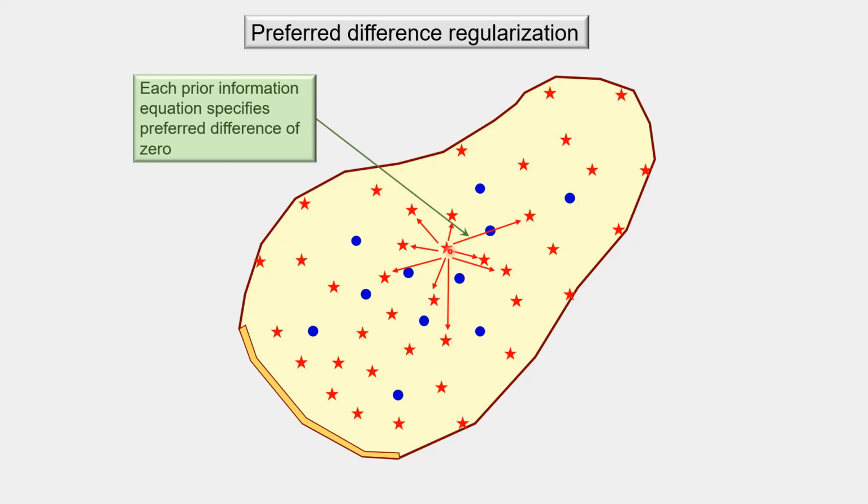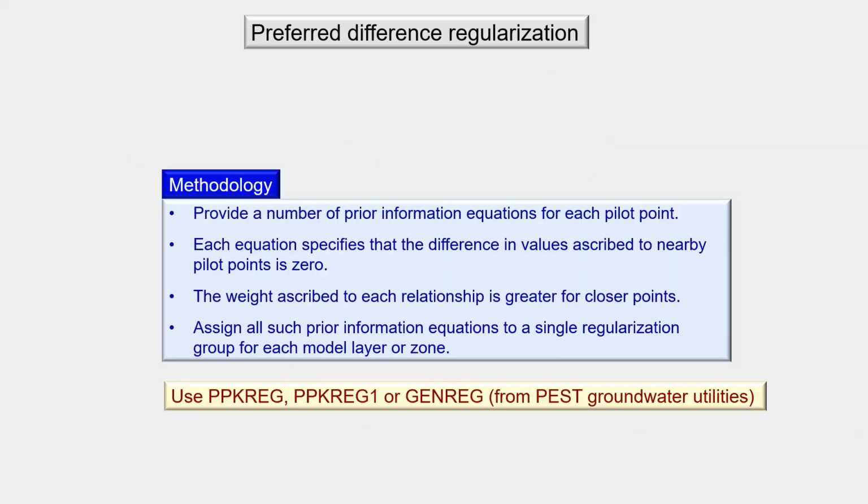Now, if multiple parameters are associated with the same set of pilot points, of course, these equations must be added for all of these parameter types. So this is a methodology, and this is easily implemented with the PPKREG, PPKREG1, and GENREG utilities from the PEST groundwater utility suite.